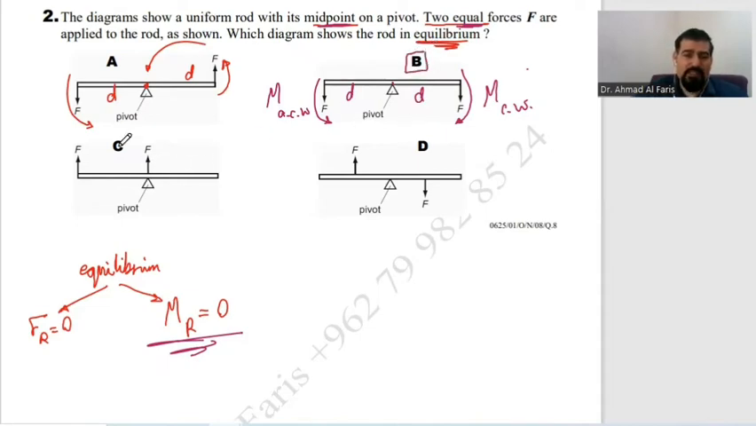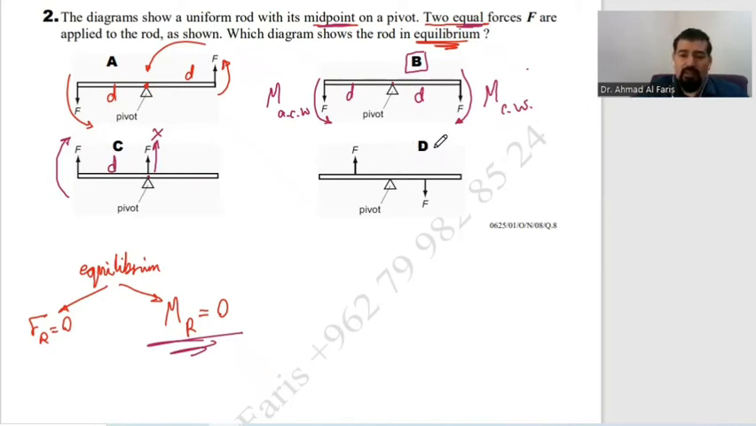Okay, let's go back to C. In C, we can see that this force acts exactly in the center and acts upwards, so it does not make any moment, while this force acts at a distance of D on the left and makes a clockwise moment. So this one also rotates, so plank C turns.